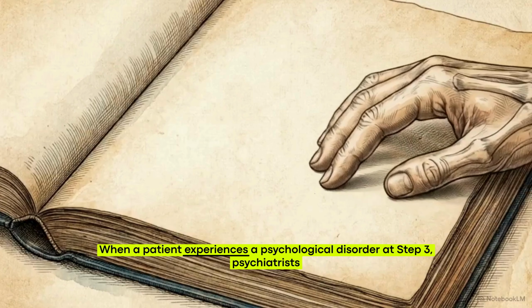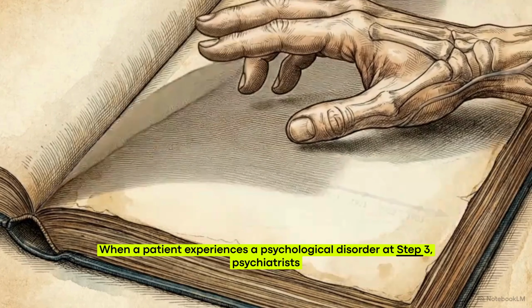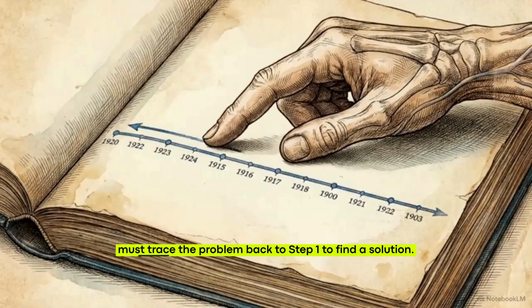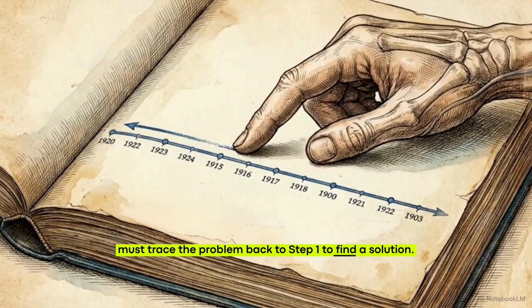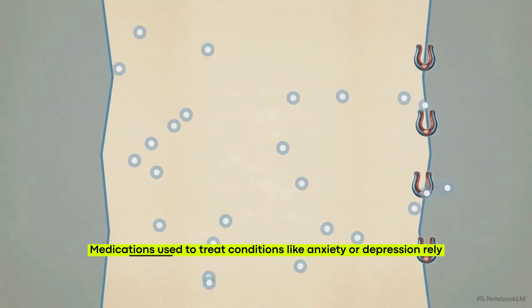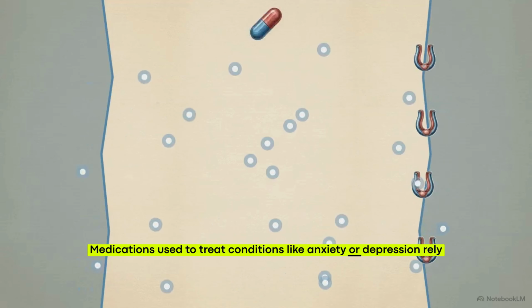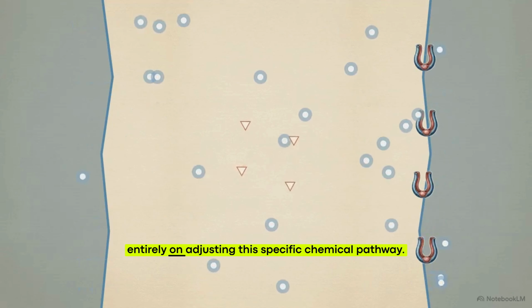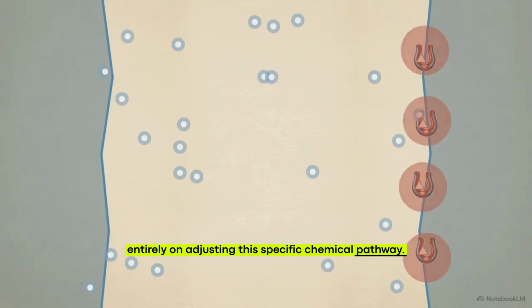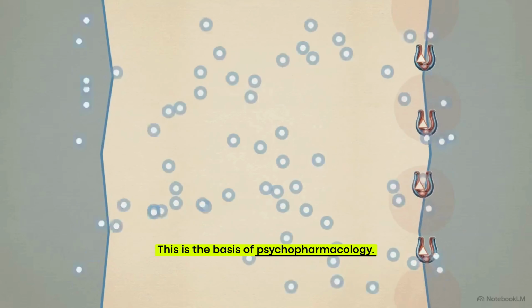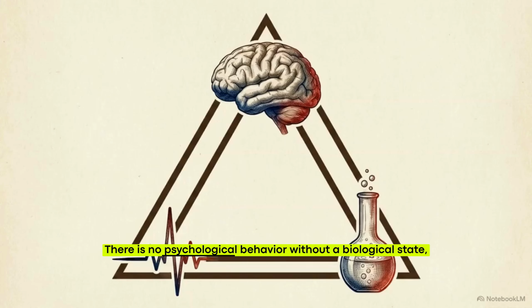When a patient experiences a psychological disorder at Step 3, psychiatrists must trace the problem back to Step 1 to find a solution. Medications used to treat conditions like anxiety or depression rely entirely on adjusting this specific chemical pathway. This is the basis of psychopharmacology. There is no psychological behavior without a biological state, and there is no biological state without an underlying chemical reaction.